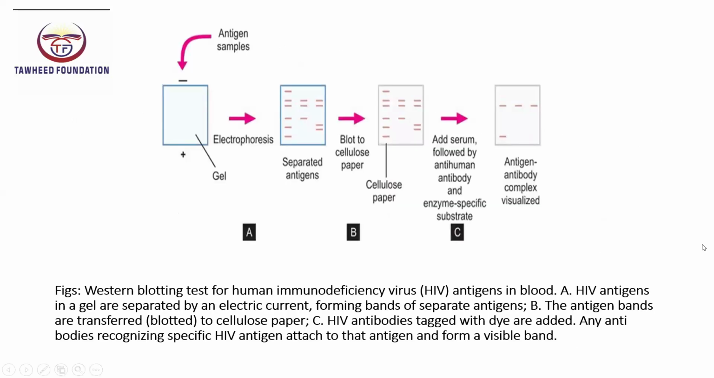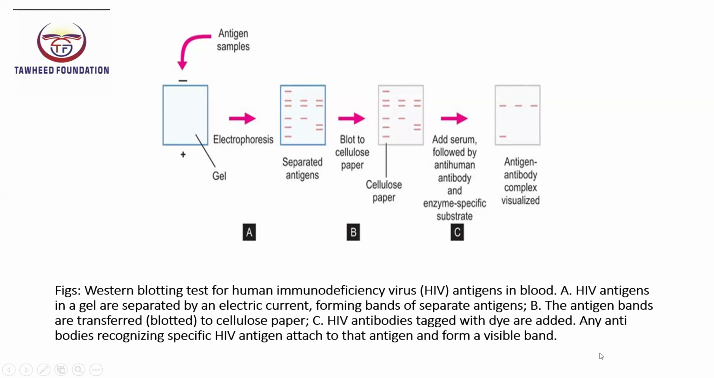In this diagram of Western blotting test for HIV, figure A, B, and C, the process of Western blotting can be visualized in three stages. First, electrophoresis separates viral or cellular proteins based on size. Second, these proteins are blotted onto a membrane and incubated with a patient's serum, allowing antibodies to bind to the target proteins. Finally, enzyme-labeled secondary antibodies are added, and a substrate reaction produces colored bands where antibodies have bound.